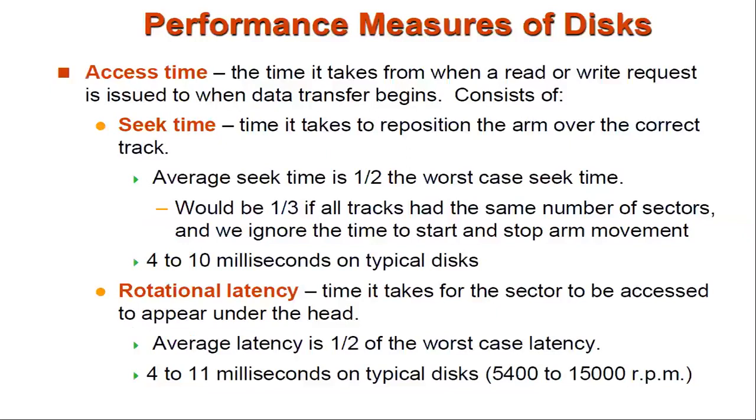And here are the other performance measures of the hard disk, how you can measure the performance. The first one is access time. The performance of the hard disk can be measured with the access time. Access time includes two factors: one is seek time and the other is rotational latency. The seek time is just the time to search for something on the disk. That means the time it takes to reposition the arm over the correct track.